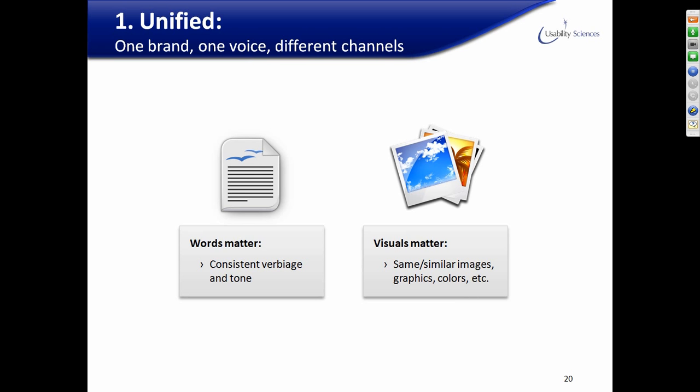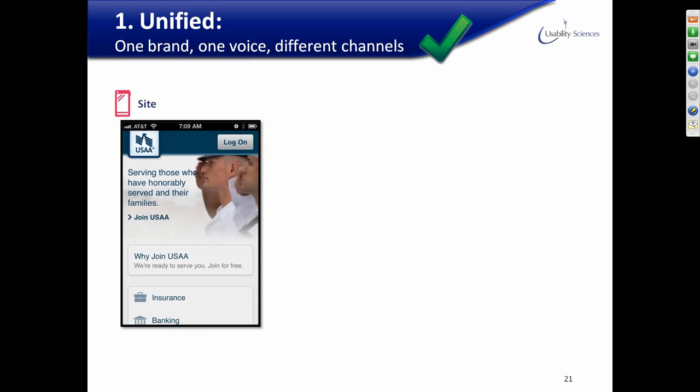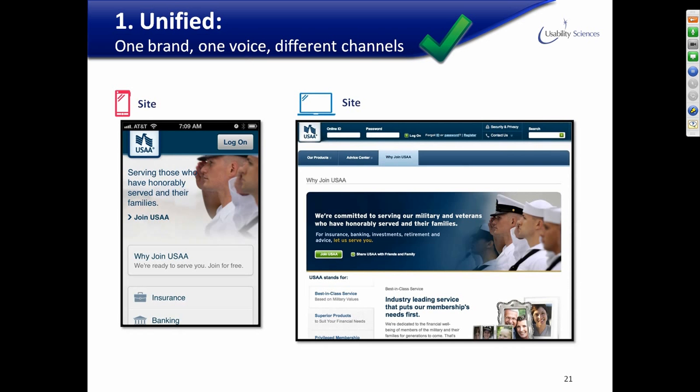All of that is really important, especially when we look at the digital domain. So whether it's a mobile site or a mobile app and a full desktop site, users do expect a consistent experience. So let's look at some examples. We'll start with a positive example. This is USAA, and this is the mobile site. And now we'll take a look at the desktop version of the site.